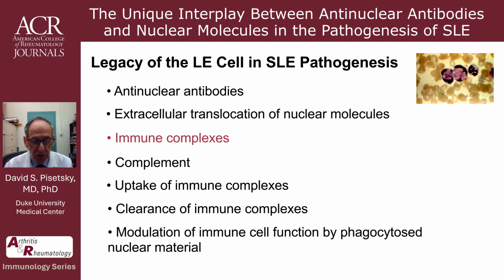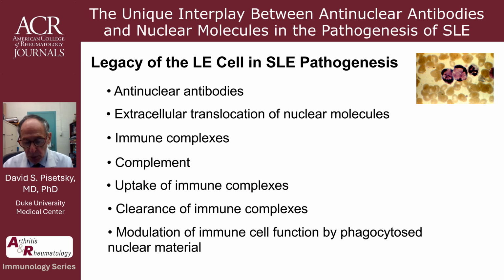Antibodies bind to the nuclear material. They form immune complexes. Depending on the setting, the complexes can activate the complement system, and that can promote inflammation, and that may happen in the kidney. The next, somewhat unexpected finding is that immune complexes are taken up into other cells, phagocytic cells, but here the most important finding is the induction of immune activation following the uptake.